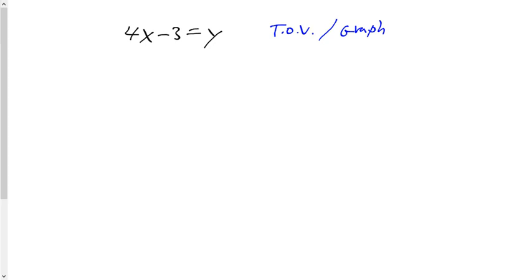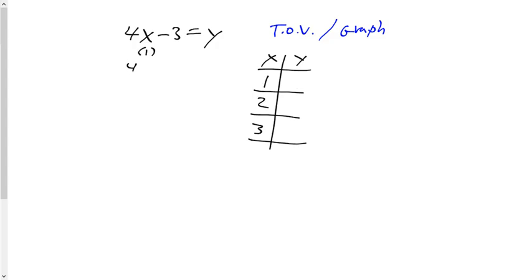Question number 4 gives you an equation, table of values, just like we said before, 1, 2, 3. 1 is 1. 2 is 5. 3 is 9. Now, obviously, you're going to show your work a little bit differently for that, but that's how I did it because we want to save some time.